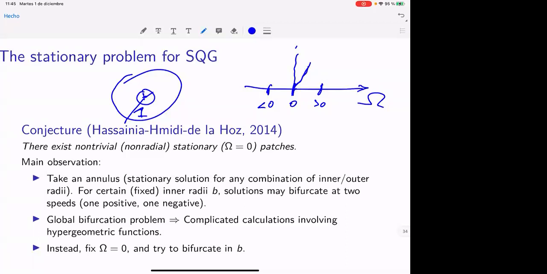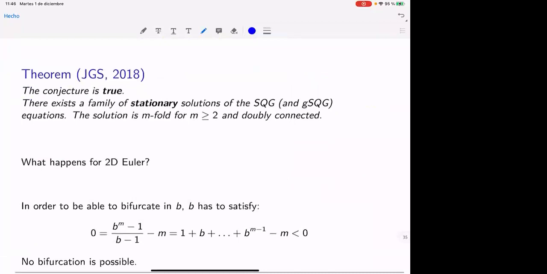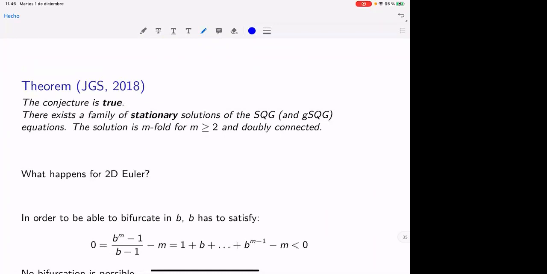And so this is not feasible like that. And you either study like a local bifurcation sort of theorem around this and try to connect the two branches, or you do something else. And then I did something else. So I said, well, instead of trying to bifurcate in omega and fix B, let's do it the other way around. Let's fix omega to be zero, and let's see if we are lucky and we find a radius of this annulus for which we can bifurcate in a non-trivial way. And it turns out that works. And by swapping the parameters, we can bifurcate. There are certain aspect ratios of the annulus for which we can find non-trivial stationary solutions.